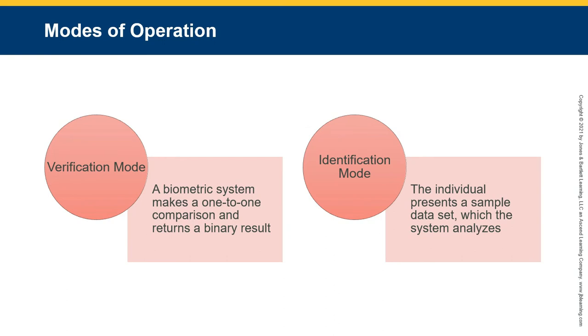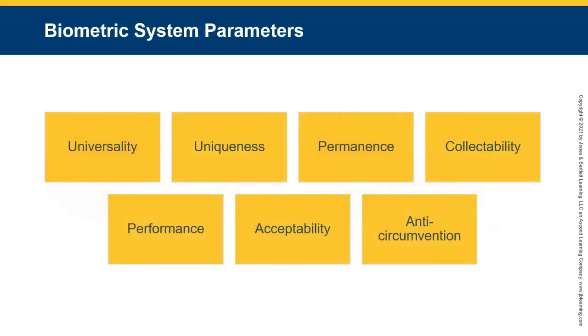Modes of operation. Verification mode: a biometric system makes one-to-one comparisons and returns a binary result. Identification mode: the individual presents a sample data set which the system analyzes. Biometric system parameters: universality, uniqueness, permanence, collectibility, performance, acceptability, and anti-circumvention.